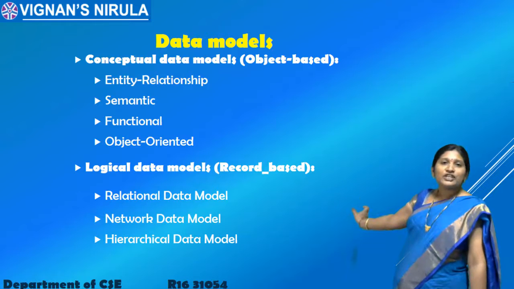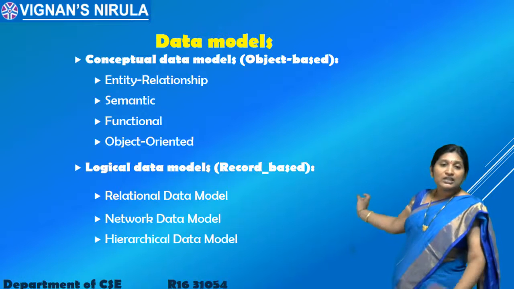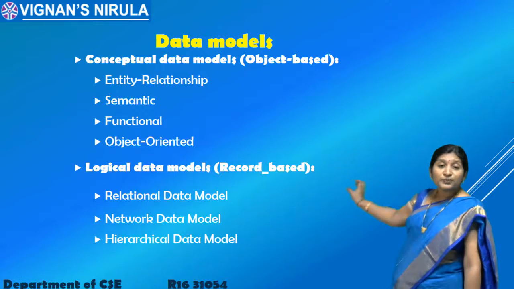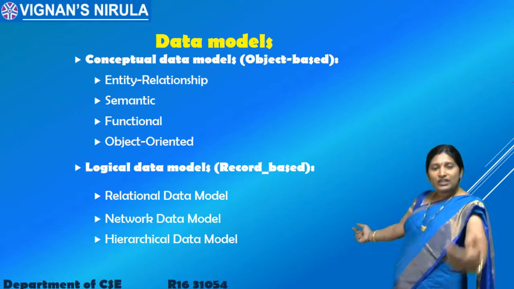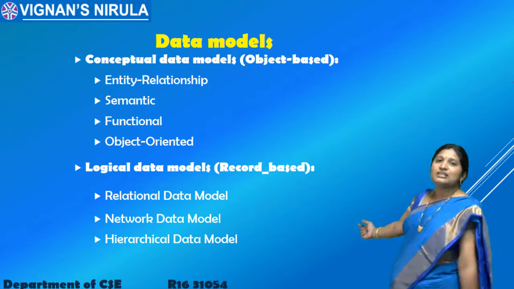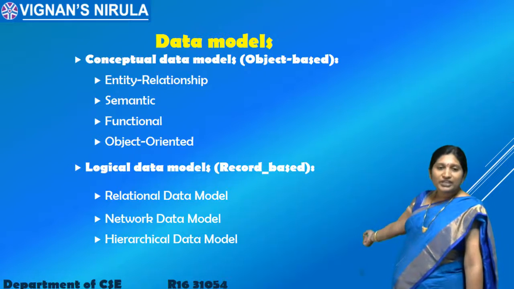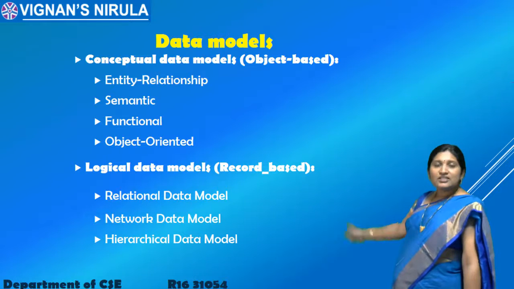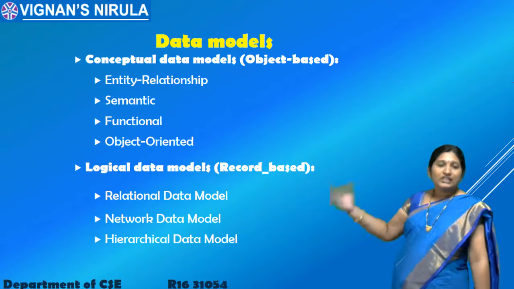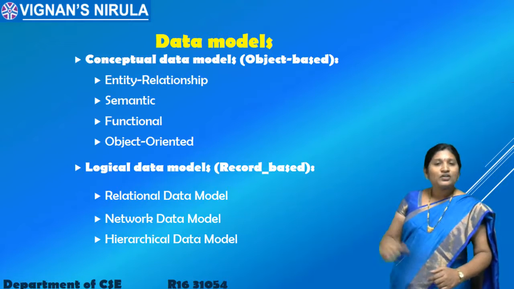The next category of the data model is the logical data model. Under the logical data model, there exist numerous examples, particularly the record-based data models. In this category, we have three familiar examples: relational database models, network database models, and hierarchical data models. These three are familiarly used in any category of database which we are going to use anywhere in any kind of application.